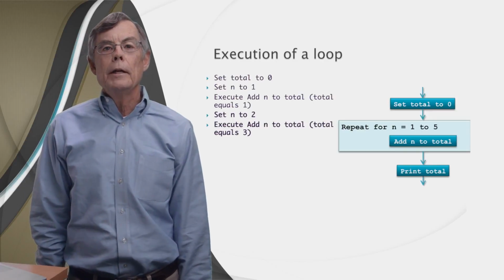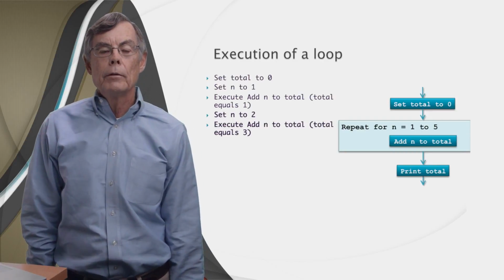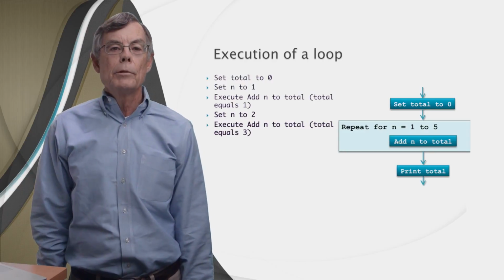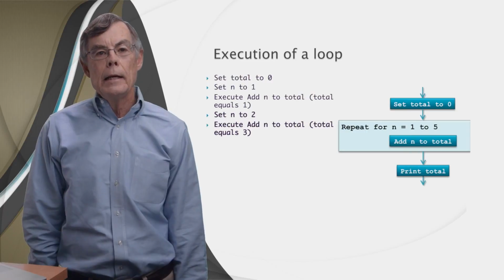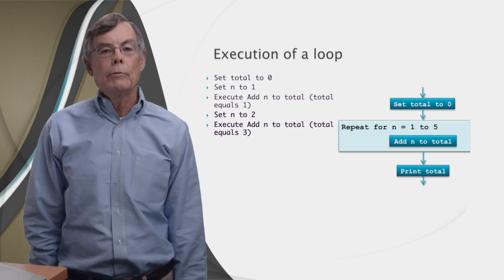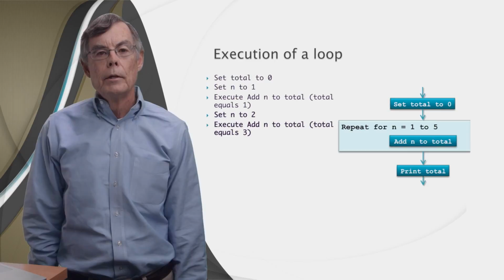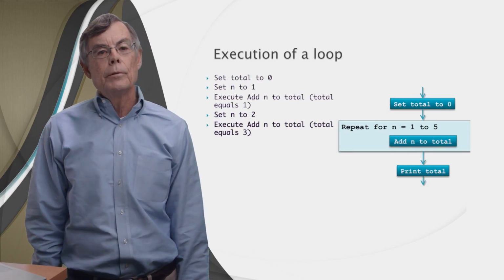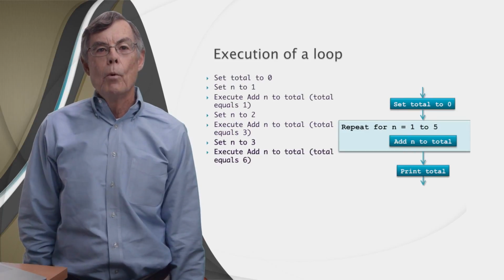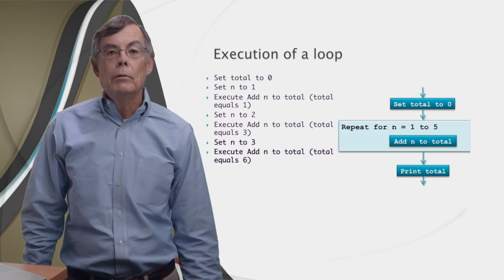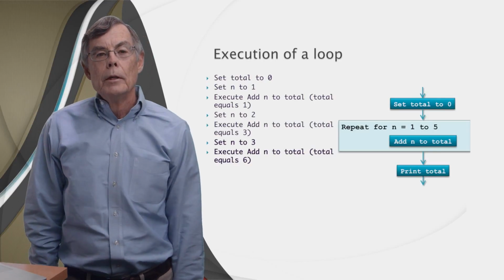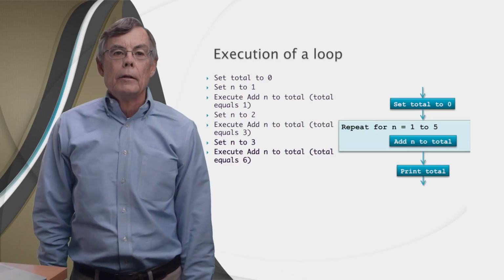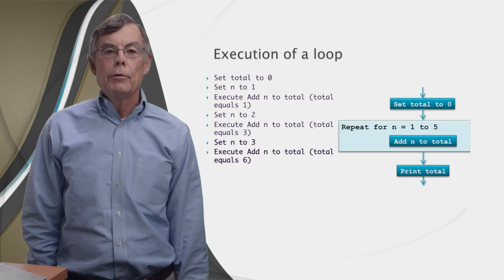A repetition is called an iteration, and now it's time for the second iteration. This time n is set to the second value in the list, which happens to be 2. Again, n is added to total. Now total equals 1 and n equals 2, so total equals 1 plus 2, which equals 3. That completes the second iteration of the loop. Bored yet? Me too. Don't say I didn't warn you, but we need to go through this for at least one loop. Okay, for the third iteration, n is set to 3.